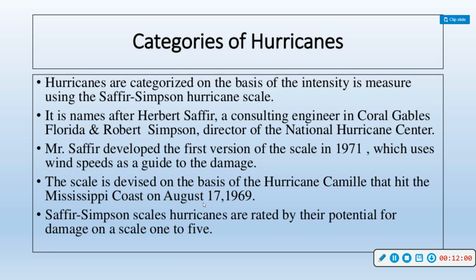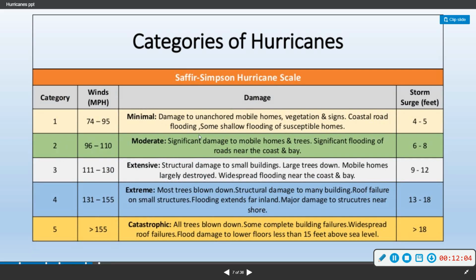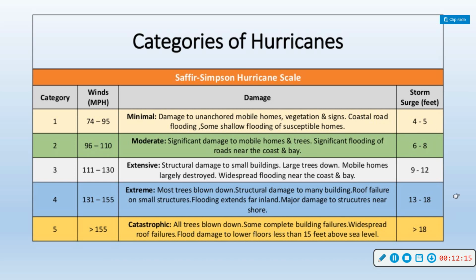Okay. So, as you can see, you have your category 1. It has minimal damage. And it describes that here. You can pause this and look at this further. You have your storm surge. This is how much water they expect to come up on land. There will be a test on Wednesday.